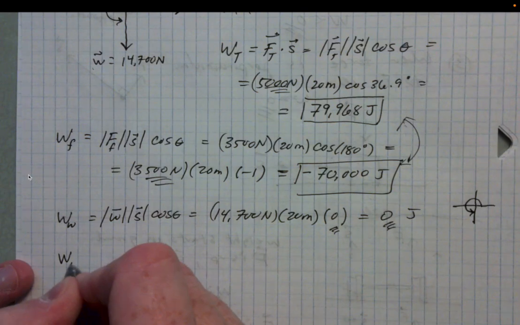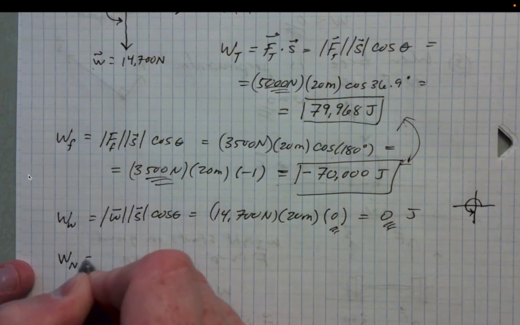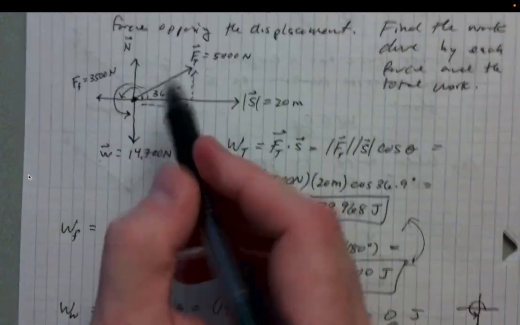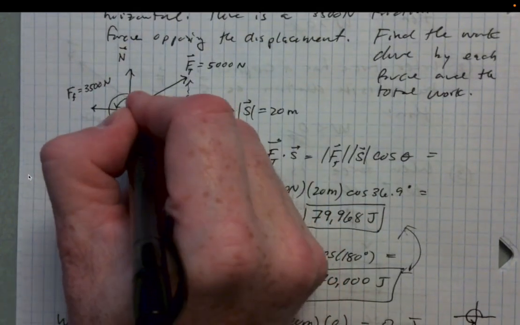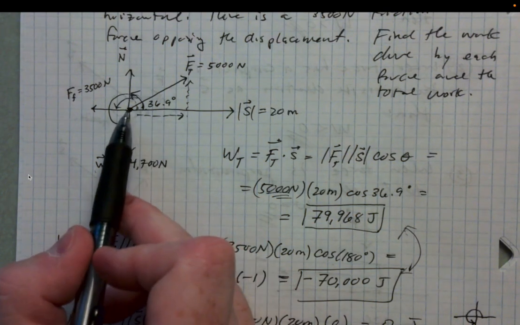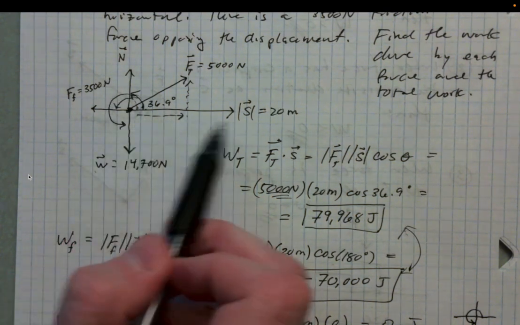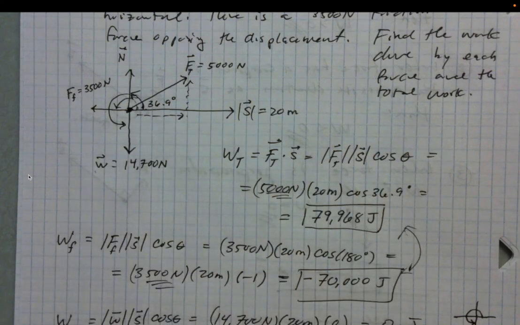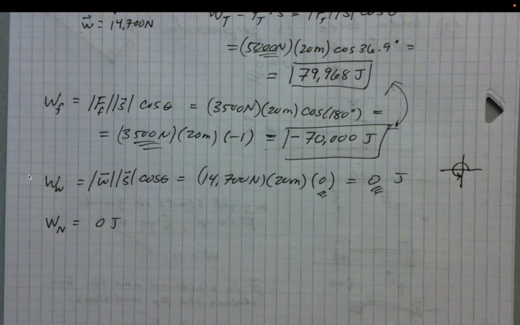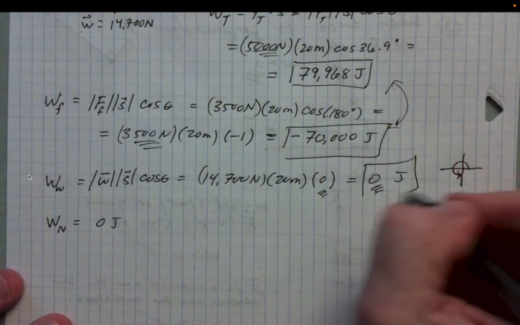And then, of course, you're going to get the same thing for the normal force. I won't even enter it, but you also get 0 joules, for the same reason. This is a 90-degree angle. Cosine of 90 degrees is 0. And you can just see that the normal force is perpendicular to the displacement, as is the weight. They're both perpendicular. Those forces are being applied perpendicular to the displacement of the tractor, and so the work is 0. Perfect. Okay. And so this kind of answers the first part.